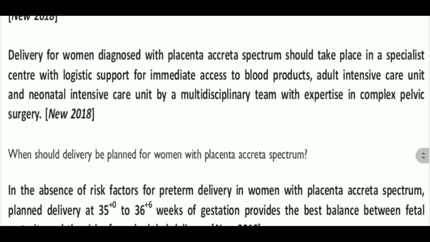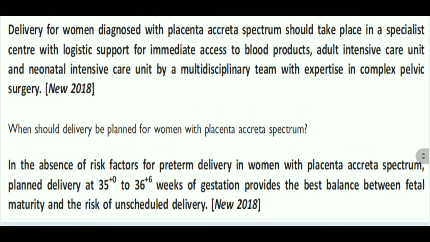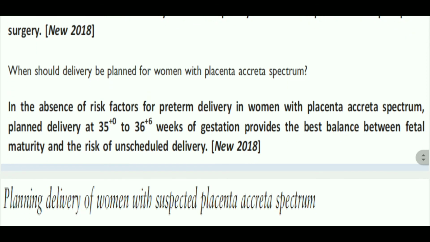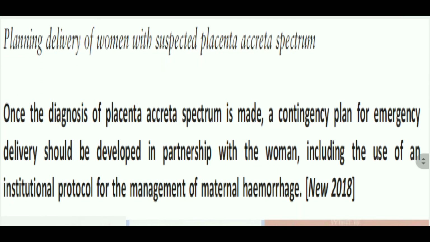Now, when should delivery be planned for women with placenta accreta spectrum? It's written that in the absence of risk factors for preterm delivery in women with placenta accreta spectrum, we have to plan delivery between 35 to 36 weeks of gestation. Okay, because that provides the best balance between fetal maturity and the risk of unscheduled delivery. Now, something about planning delivery of women with a suspected placenta accreta spectrum.